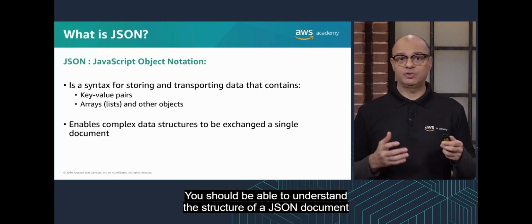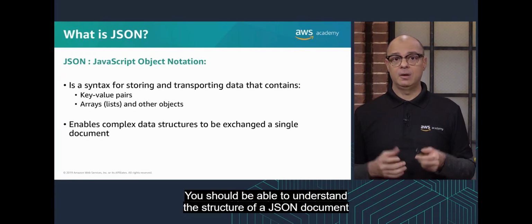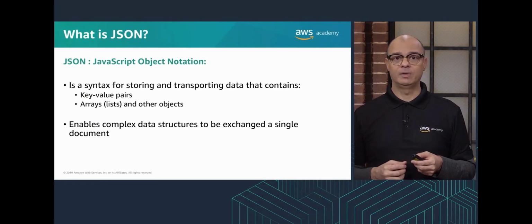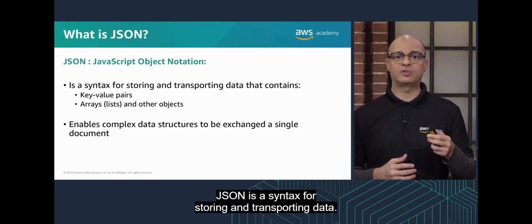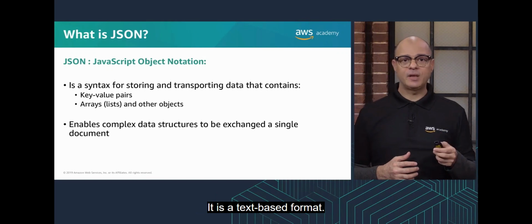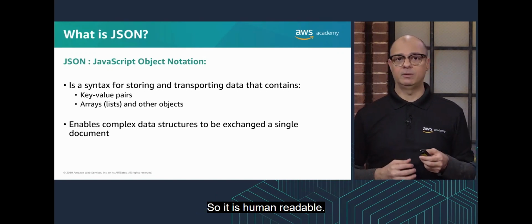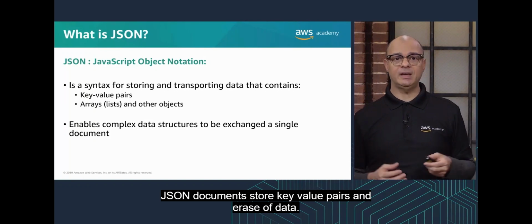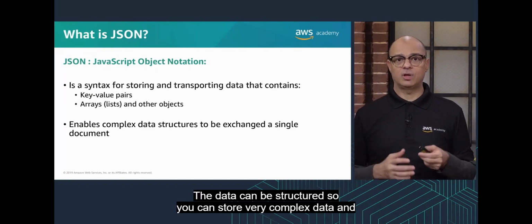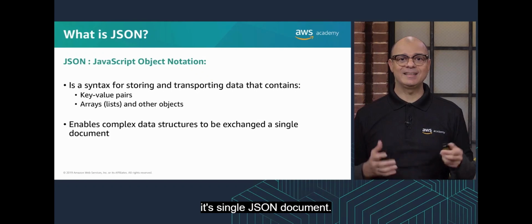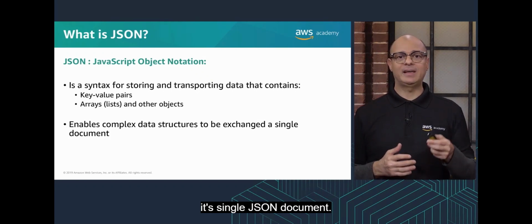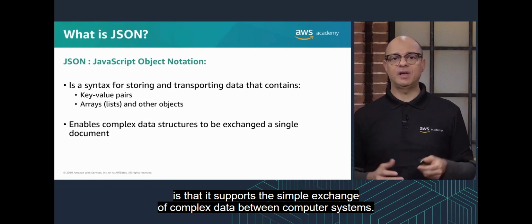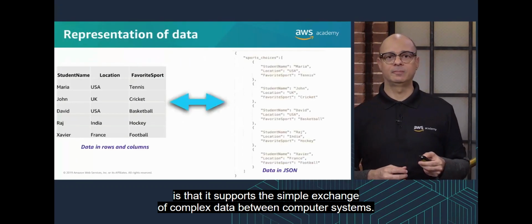You should be able to understand the structure of a JSON document, because you may want to write some AWS CloudFormation template for yourself. JSON is a syntax for storing and transporting data. It is a text-based format, so it is human readable. JSON documents store key value pairs and arrays of data. The data can be structured so you can store very complex data in a single JSON document. The key use case for JSON is that it supports the simple exchange of complex data between computer systems.